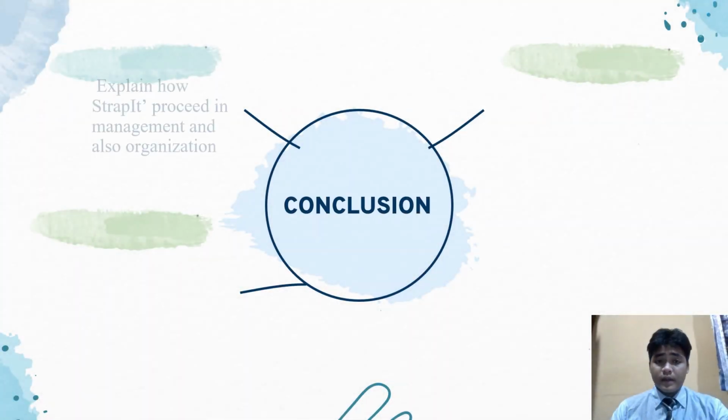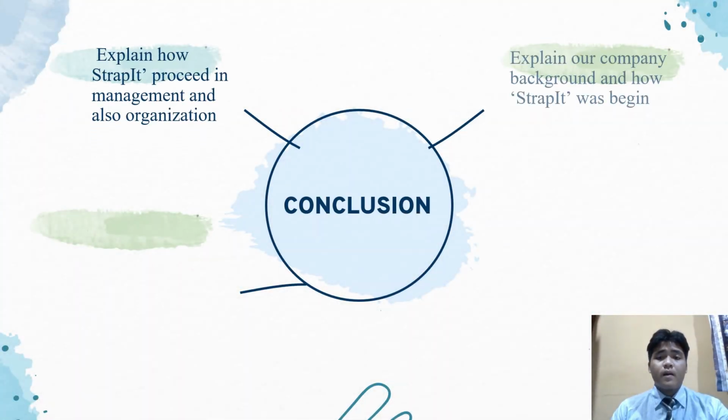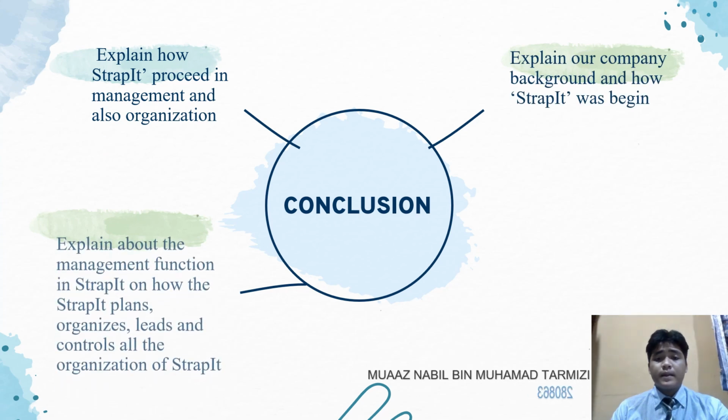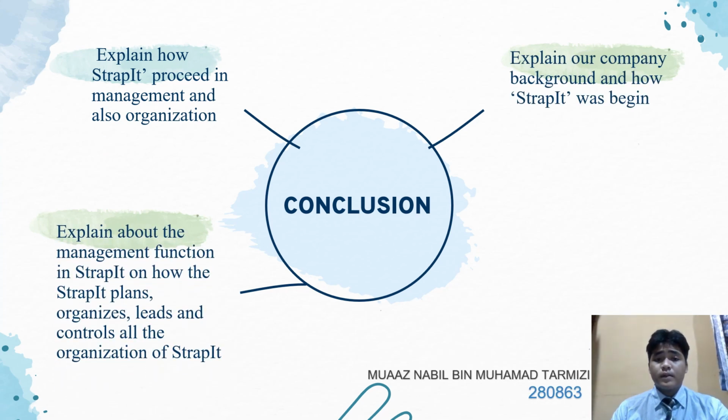As a conclusion, in this report we wrote about how our company's job proceeds in management and also organization. This report was related to our company background and how the job began. We have acquired a lot of insight in how to run our organization as well as the activities and what the company has to go through in order to make these reports a success.